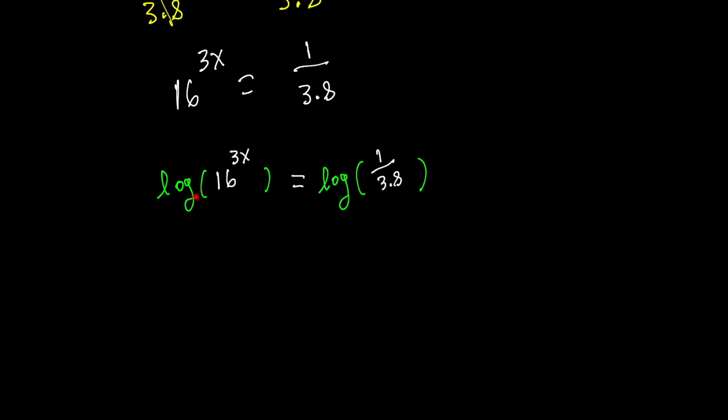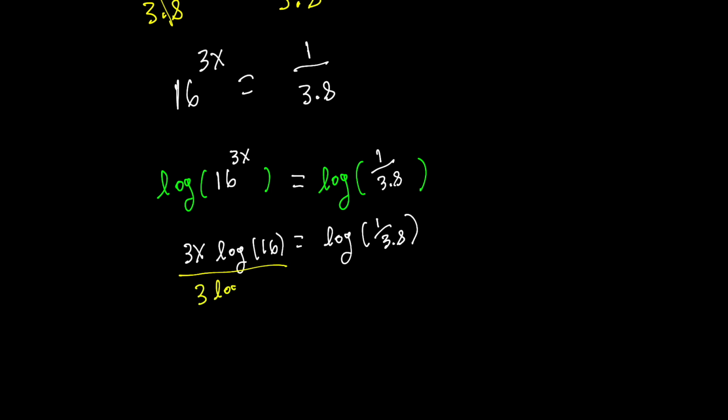Now that I have a logarithm, I can use a property of logarithms that whenever I have an argument with an exponent, I can move that exponent next to a logarithm. So I get 3x log 16 equal to log of 1 over 3.8. And now to isolate x, I'm going to divide by everything else. So I'm going to divide by 3 and log 16.